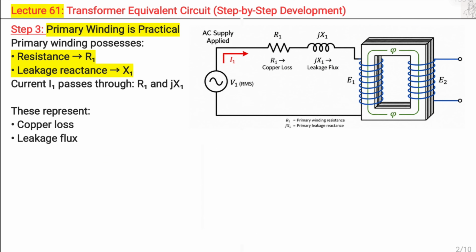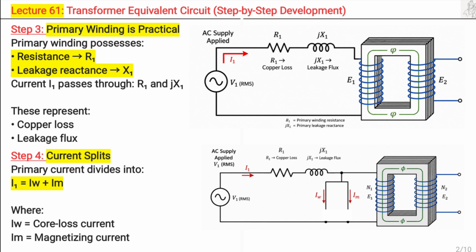In step 3, we introduce the practicality in the primary winding. So we add the primary winding resistance R1 and leakage reactance X1 in the circuit. So R1 is simply the resistance of the primary winding. X1 simply represents the leakage flux, which is the flux which only links with the primary winding. The drop is out of phase with the current by 90 degrees. Therefore, the operator j is added to represent this quantity.